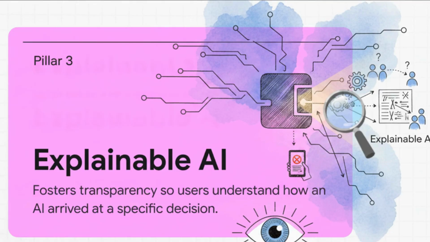Instead, it allows stakeholders, and way more importantly, the affected users, to understand exactly how the AI system arrived at a specific decision. Like, if someone gets denied a loan by an algorithm, explainable AI ensures they can see the exact factors that led to that outcome. Transparency breeds accountability, plain and simple.